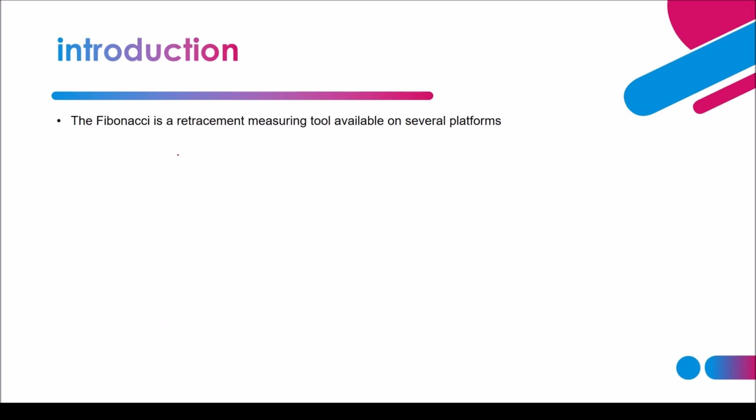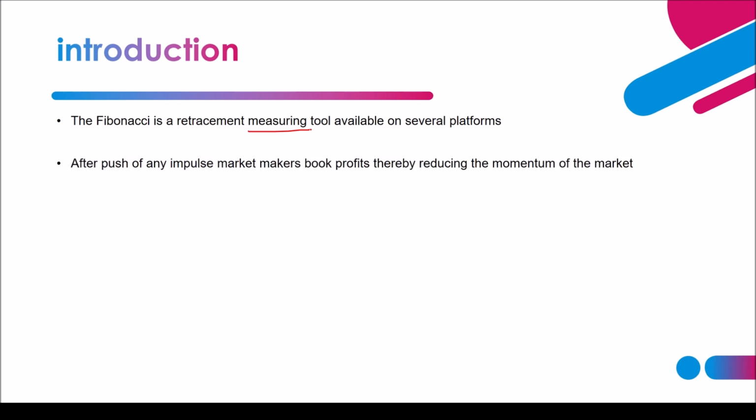The Fibonacci is a retracement measuring tool available on several platforms. It doesn't matter whether it's TradingView, MT4, or any trading platform. After a push of any impulse, market makers book profits, thereby reducing the momentum of the market. If the market makers push up, they usually will book profits after a substantial movement, and this results in market retracement or market pullback. So after an impulse, we'll see the market retracing to probably continue with the initial trend.